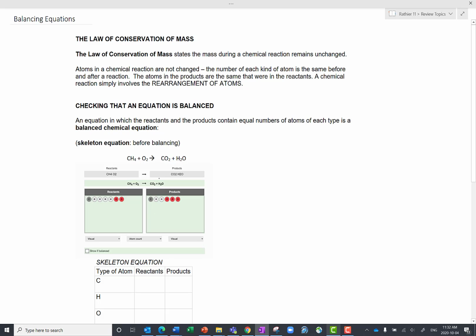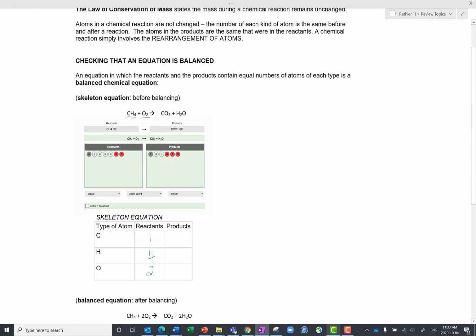When we look at the visual that we have here, where we are counting the atoms that we have in our reactants and products, when we look at CH4 plus O2, we can see that we have a total of 1 carbon atom, 4 hydrogen atoms, and 2 oxygen atoms in the reactant side. When we look at the products, we have 1 carbon, we have 2 hydrogens, and we have a total of 3 oxygens. So there's 2 oxygens in the CO2 and there's 1 oxygen in the water for a total of 3. You can see in this visual as well, the numbers that I've written down here match the visual.